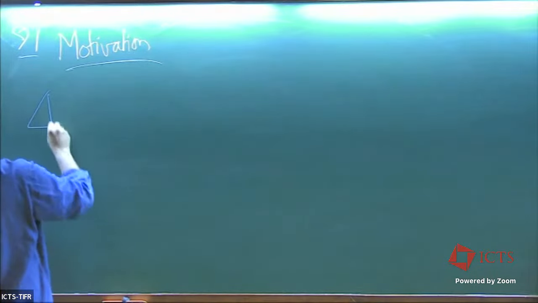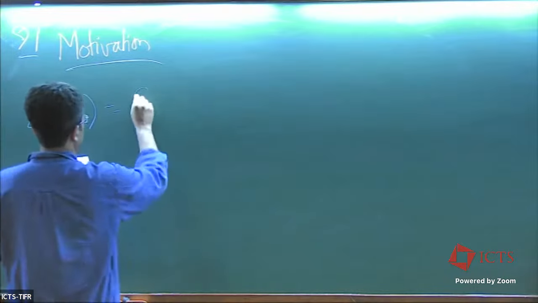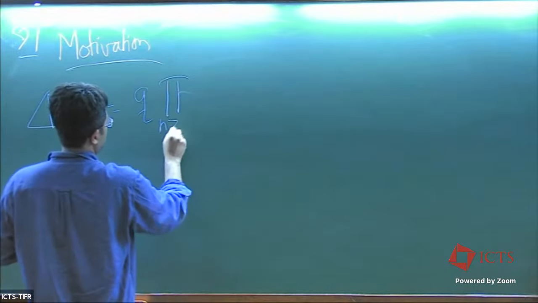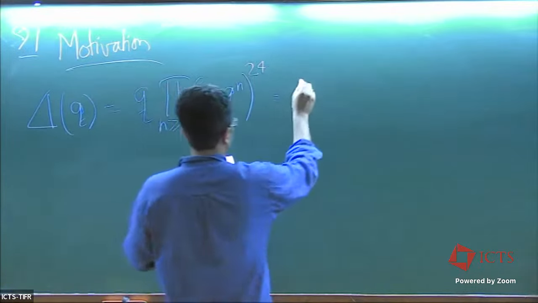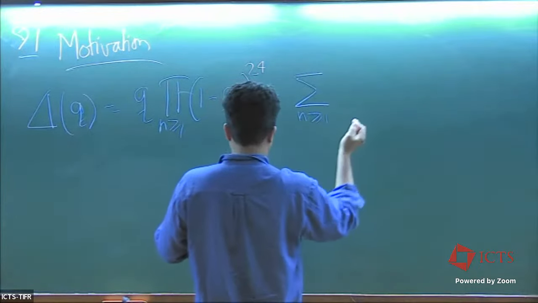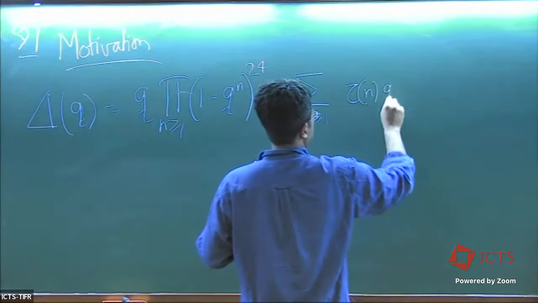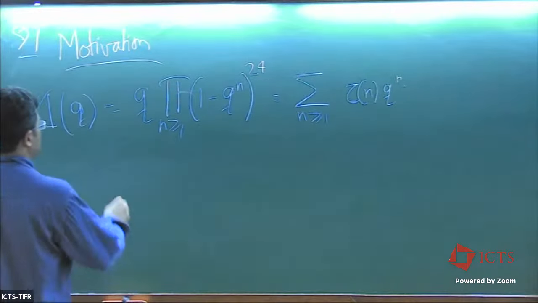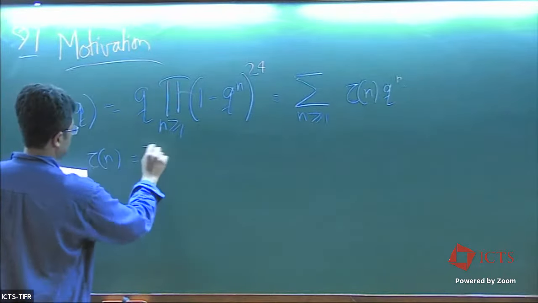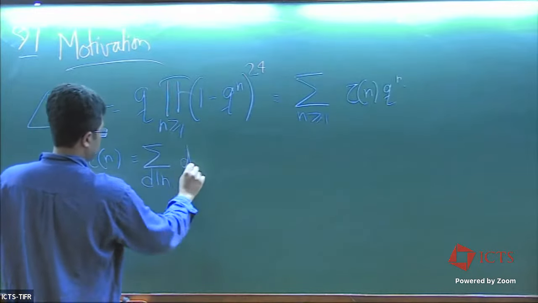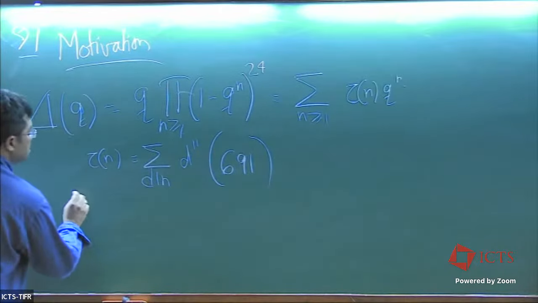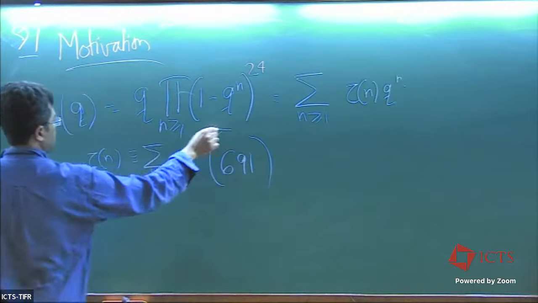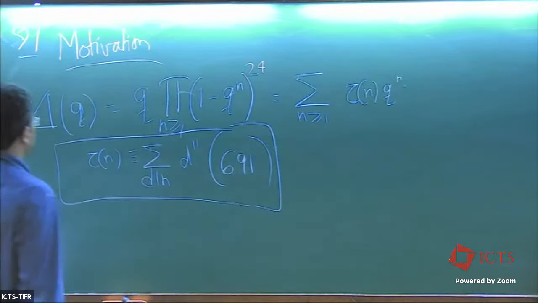So you have this Delta(q) times the product of 1 minus q^n to the 24, which is the sum of tau(n) q^n, and tau(n) is congruent to sigma_11(n) mod 691. This is Ramanujan's congruence, and nowadays we don't do it this way. It's almost 100 years.